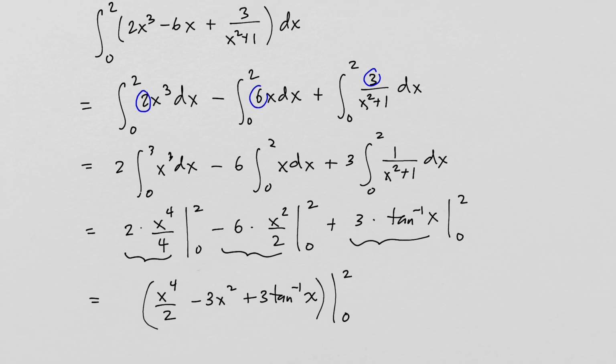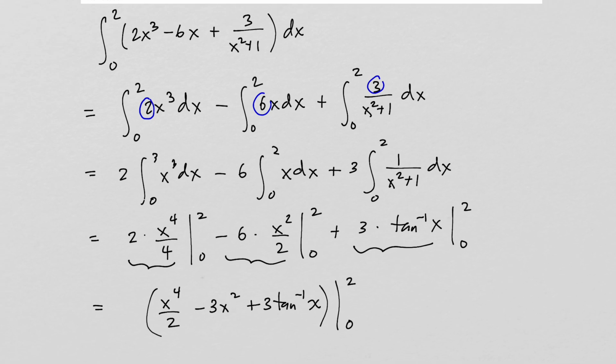So if you think about it, there really is no need to separate the original integral into 3 problems. You can simply find the antiderivative of 2x cubed, which is this, and then the antiderivative of negative 6x, which is this, and finally the antiderivative of 3 over x squared plus 1, which is this, and then just evaluate the whole thing from 0 to 2.